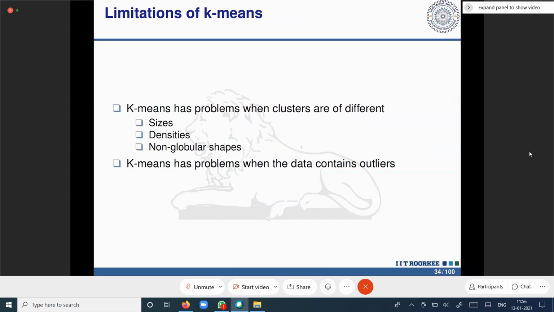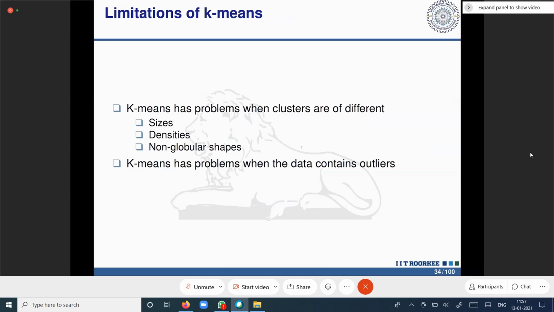All right. Now coming to the drawbacks of the k-means algorithm, the limitations of k-means. K-means usually has a problem when the clusters are of different sizes. Let's say you have 2 or 3 clusters and they have different sizes, one cluster is very big, one is small, or the clusters have different densities. Then also k-means would not be able to find the clusters, or the data has a non-globular shape.